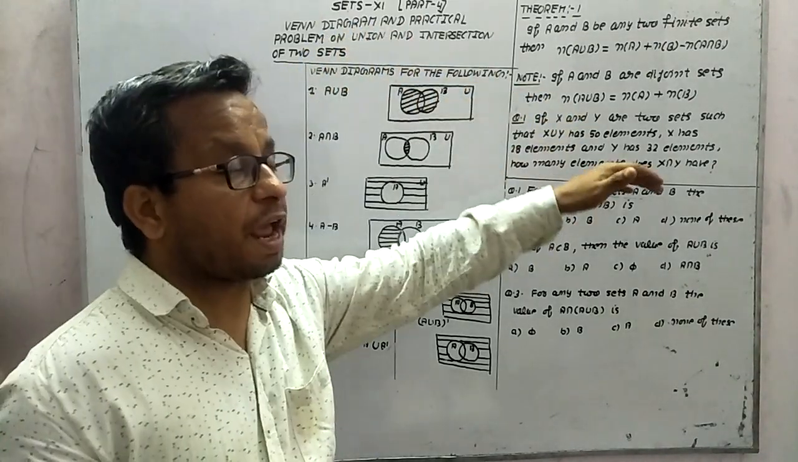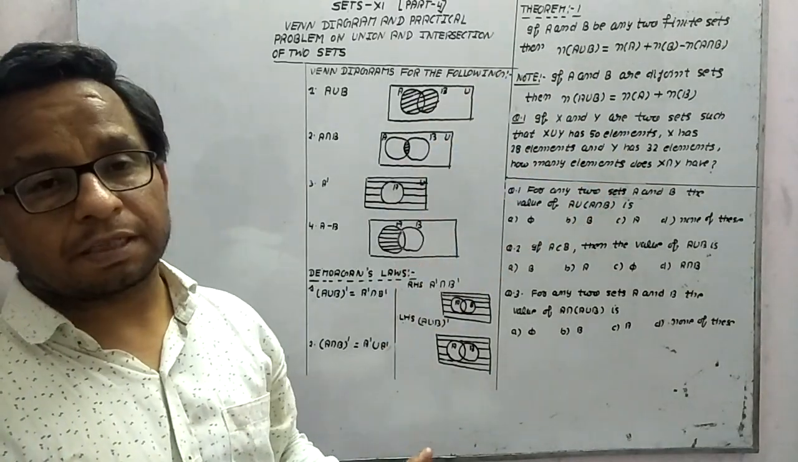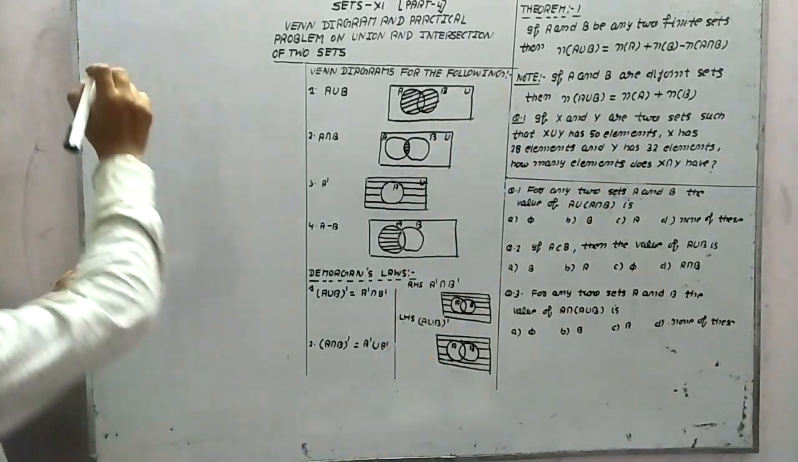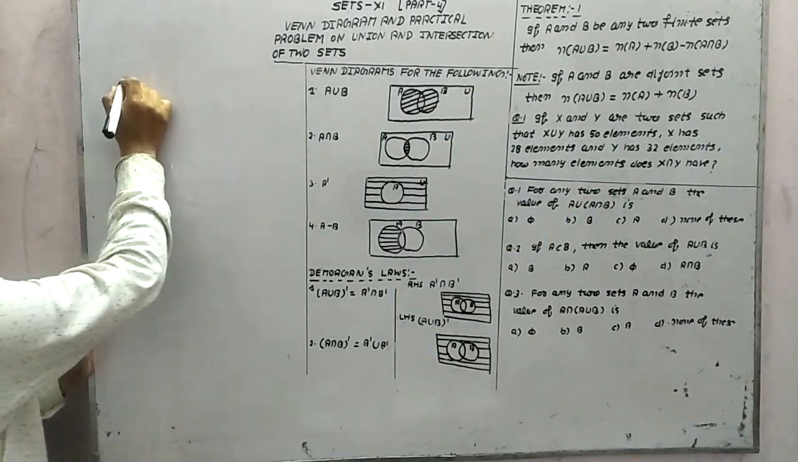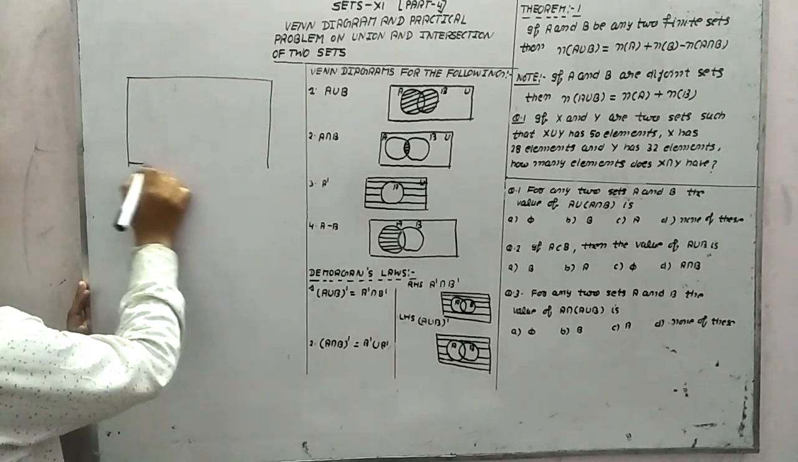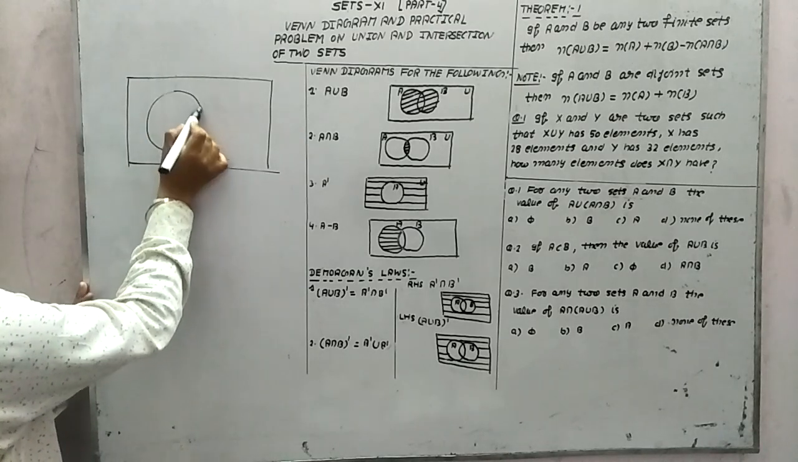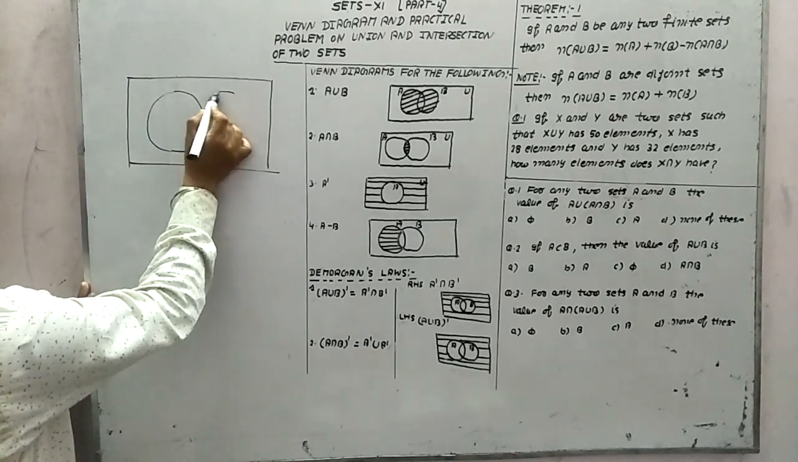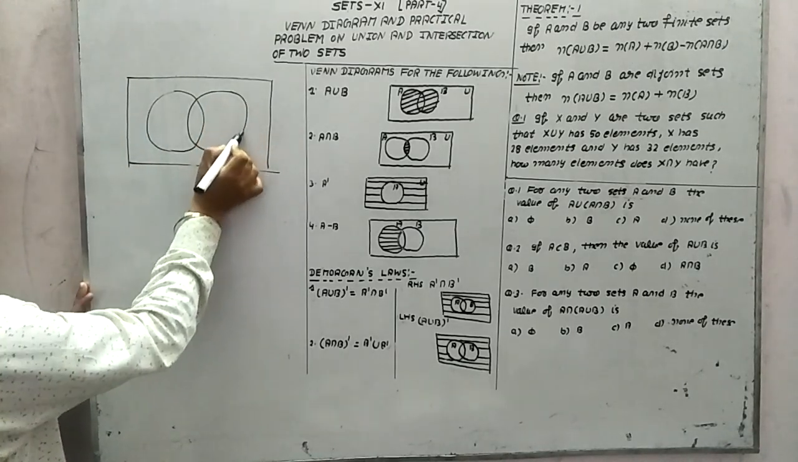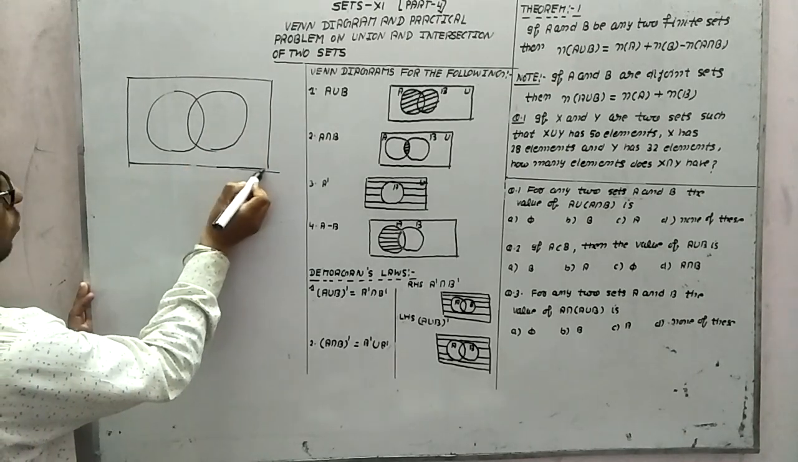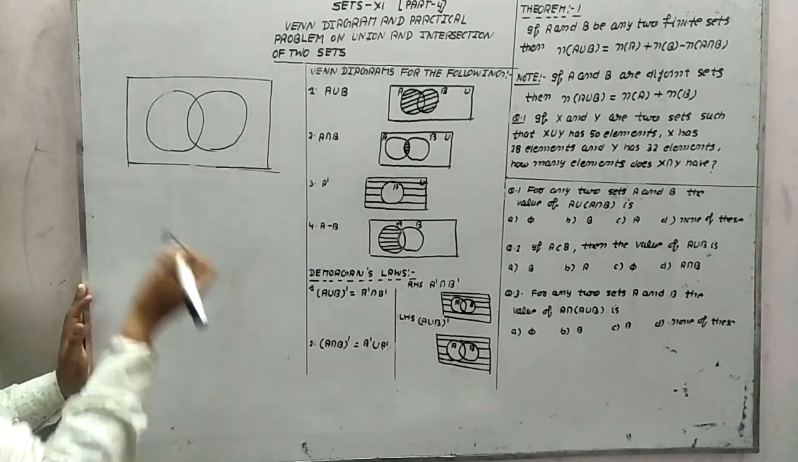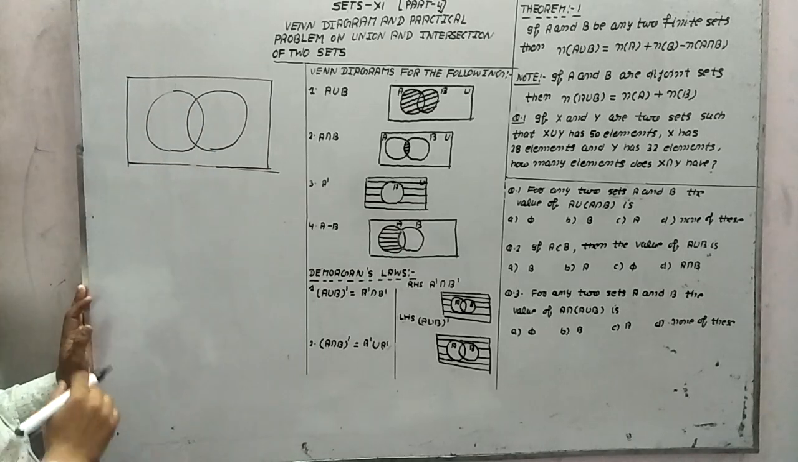If A and B are any two finite sets, then the number of elements in A union B is always equal to the number of elements in A plus the number of elements in B minus the number of elements in A intersection B. The proof of this one is very, very important, and we will do it by Venn diagram only.